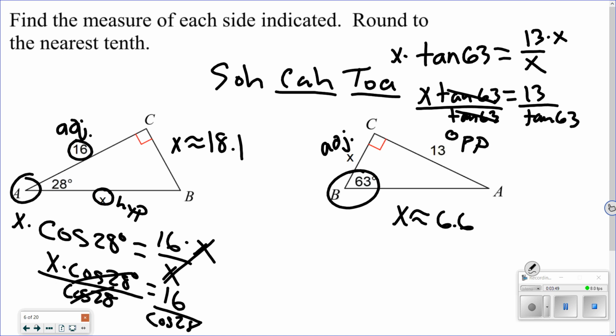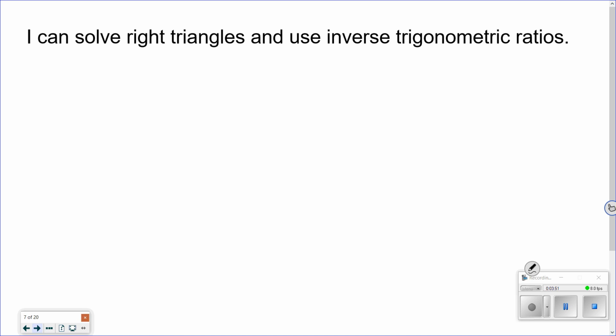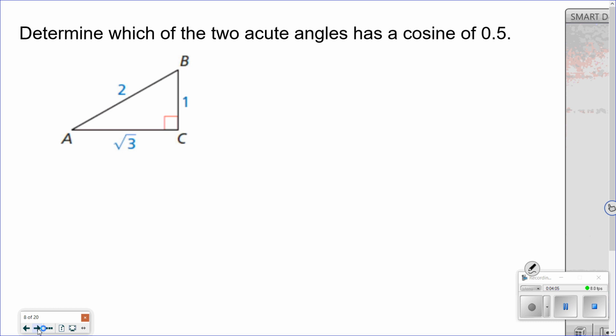Okay, today this is our learning goal. We're going to keep solving right triangles. Solving a right triangle means to find the missing parts, whether it's sides or angles. And as part of that, we're going to use inverse trig ratios, and we'll talk about what that is in just a second. So here's a problem right here.